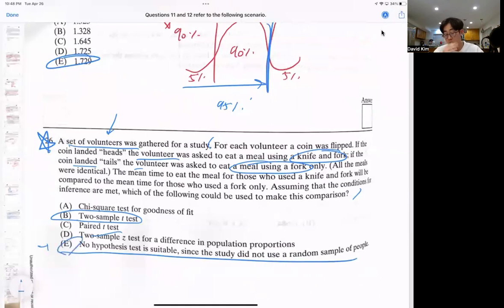But obviously, I overlooked the fact that these were volunteers. So whenever you see this word, be aware, and rarely you want to choose the answer choice E, but that's how it is for this question. It is what it is.